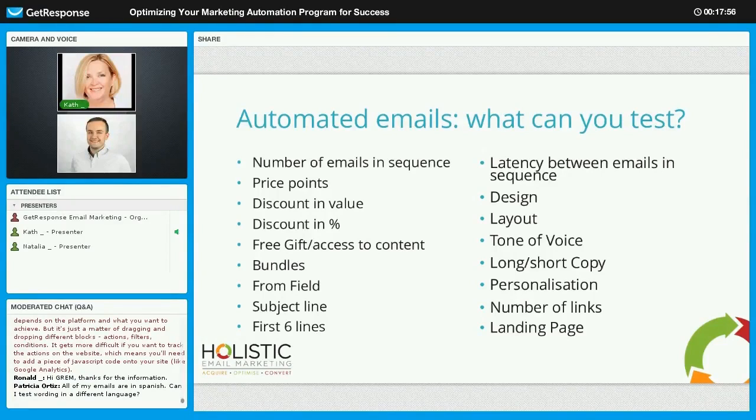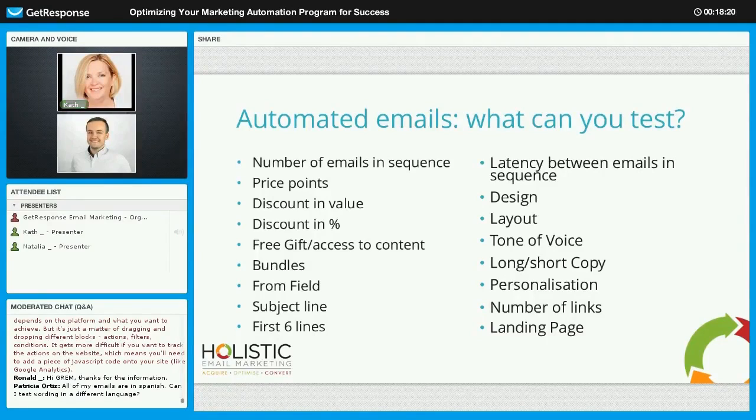But here, let's go through a couple of them. Number of emails within the sequence, or the latency between emails in the sequence. Price points, discount in value, design, layout, tone of voice, bundles, should you be bundling up your products, from field, subject lines, personalization, number of links, landing page, long or short copy. Like I said, this is just touching on a few of them.